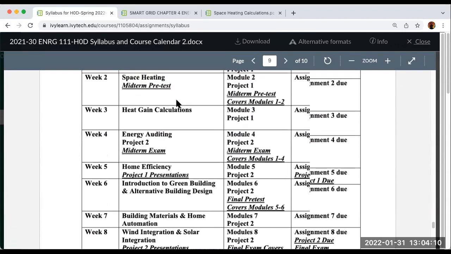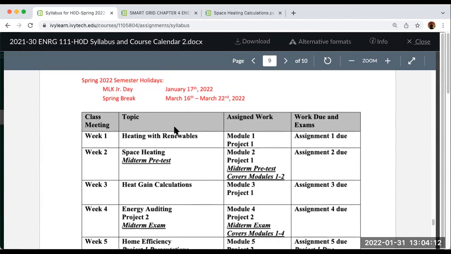Okay, so we started working with residential spaces and heating with renewables. And then we were working on our space heating chapter 2, and we got quite a bit of the way through it. We need to finish talking about what's in that chapter 2, which is where we're at. So we're in between week 2 and week 3.